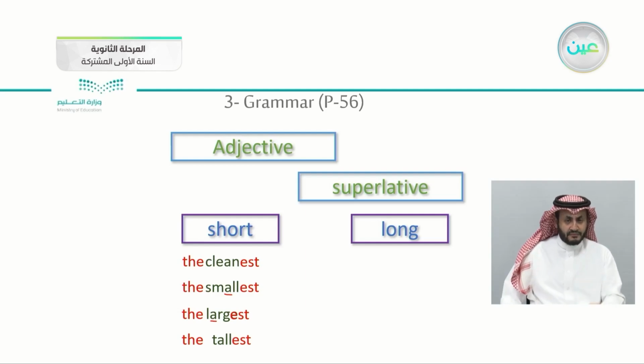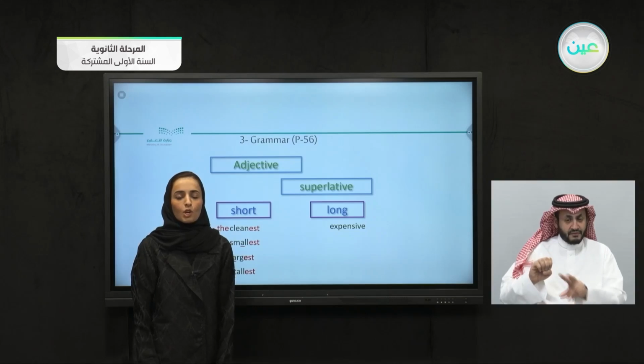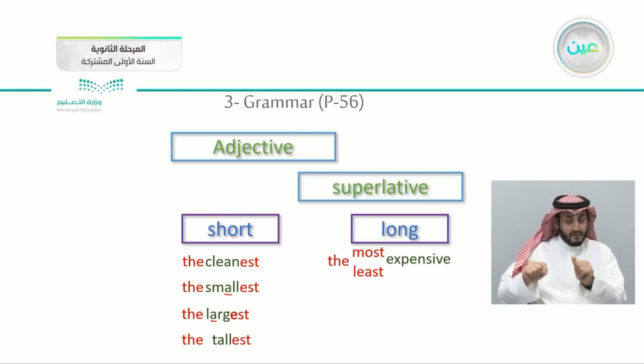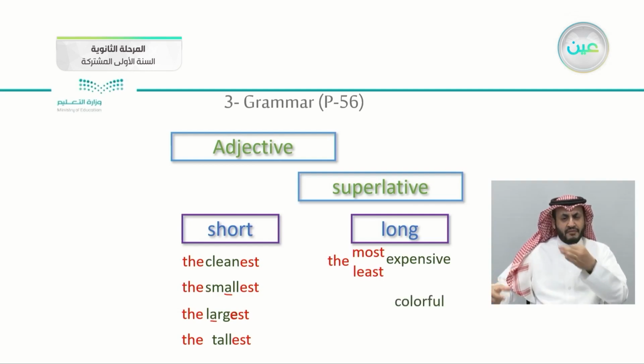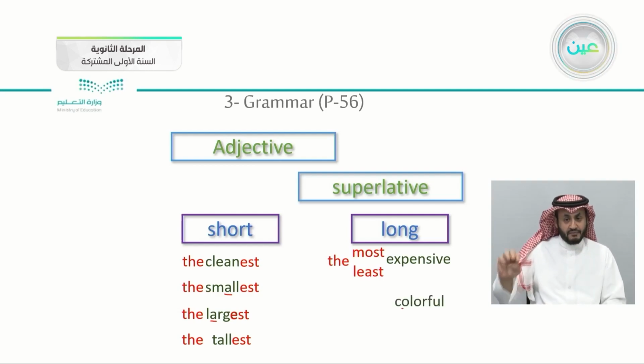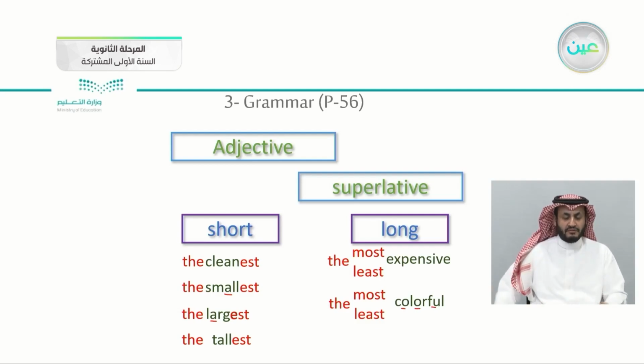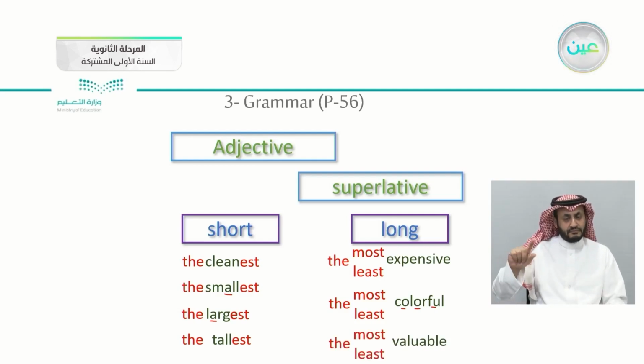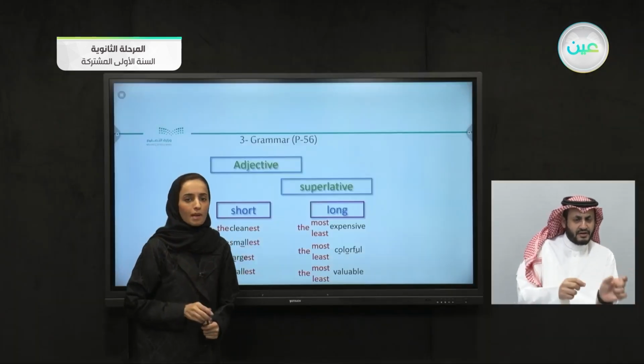Okay, how about the long adjectives? Like expensive, as we have discussed. Expensive, long adjective. So we will say the most, the least expensive. How about colorful? How many vowel sounds? We're having 3 syllables. Colorful. So the most or the least colorful. How about in here valuable? Long adjective, the most or the least valuable. Notice long adjective or short adjective and apply the rule.